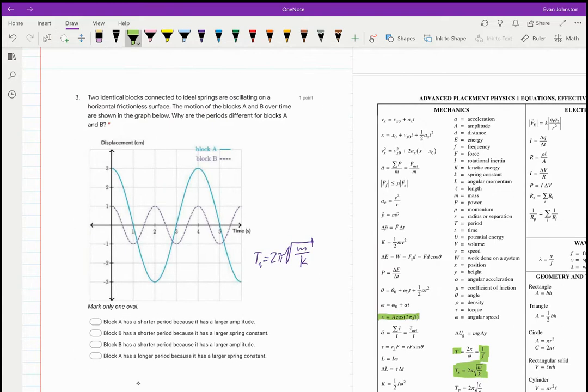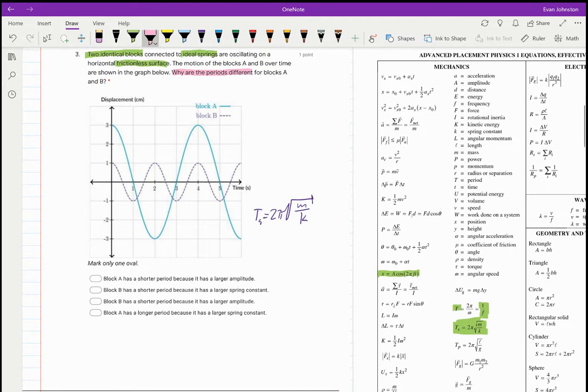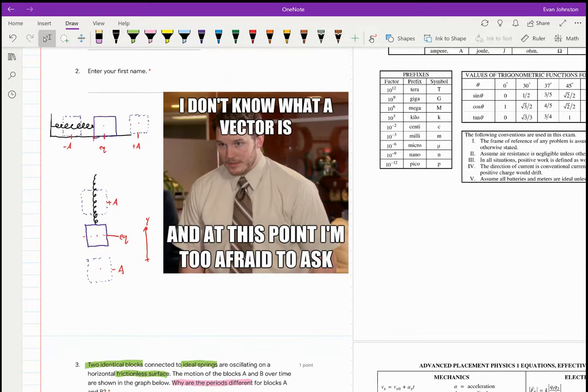And we're told that identical blocks, so that means the mass is the same, are hooked up to ideal springs, oscillate on a frictionless surface, and the motion of the blocks is graphed below. And it's saying, why are the periods different for the two of them? So we have two blocks, and it doesn't matter whether they're vertical or they're horizontal like this.